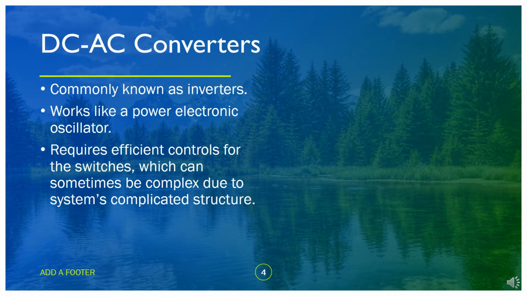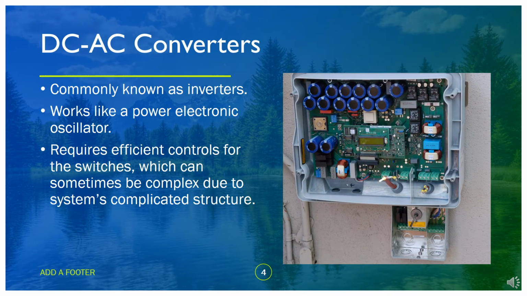DC-AC converters, commonly known as inverters, are fitted with topologies that enable them to obtain a given power amplitude and frequency of AC voltage without applying the normally intermediate direct current stage. This type of converter works like a power electronic oscillator, which is a circuit that produces repetitive signals like sine wave output signals.